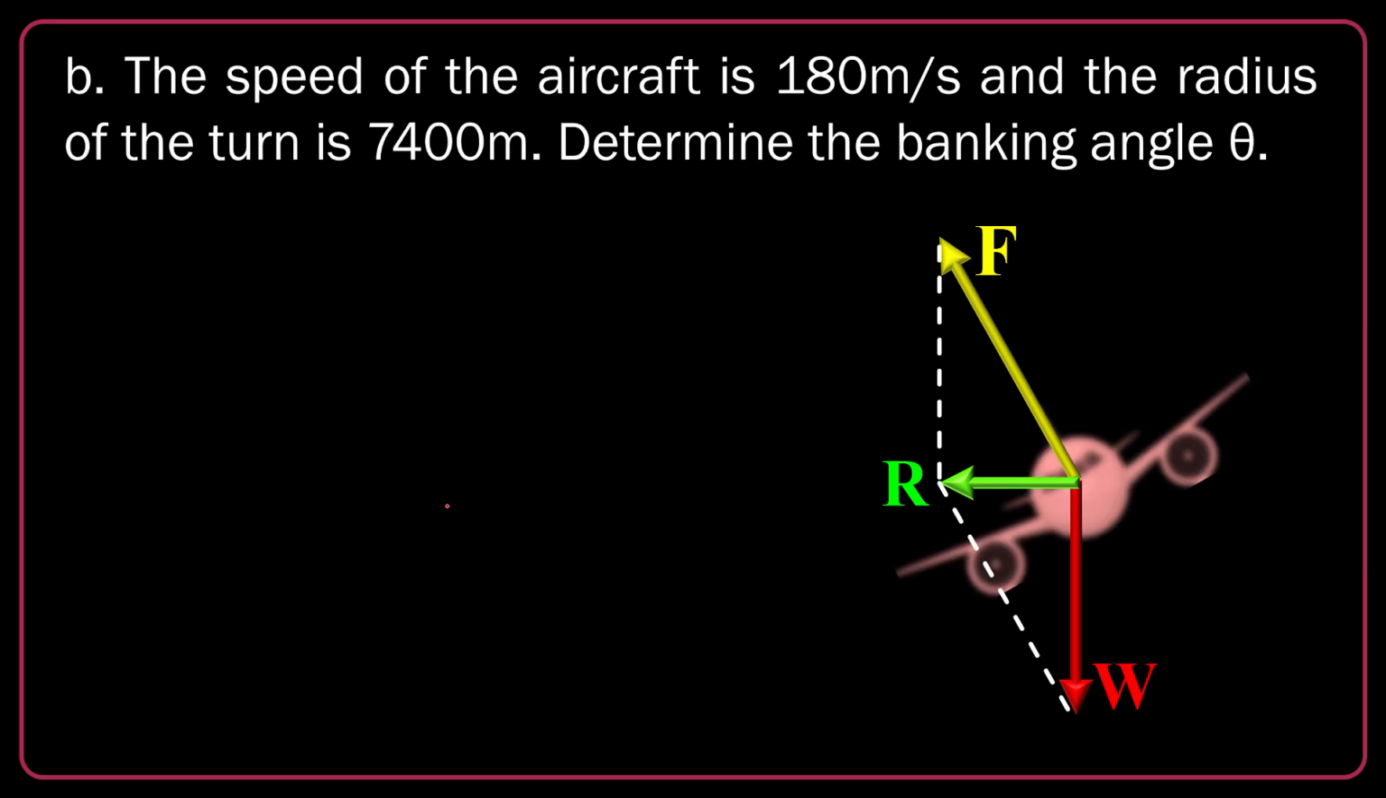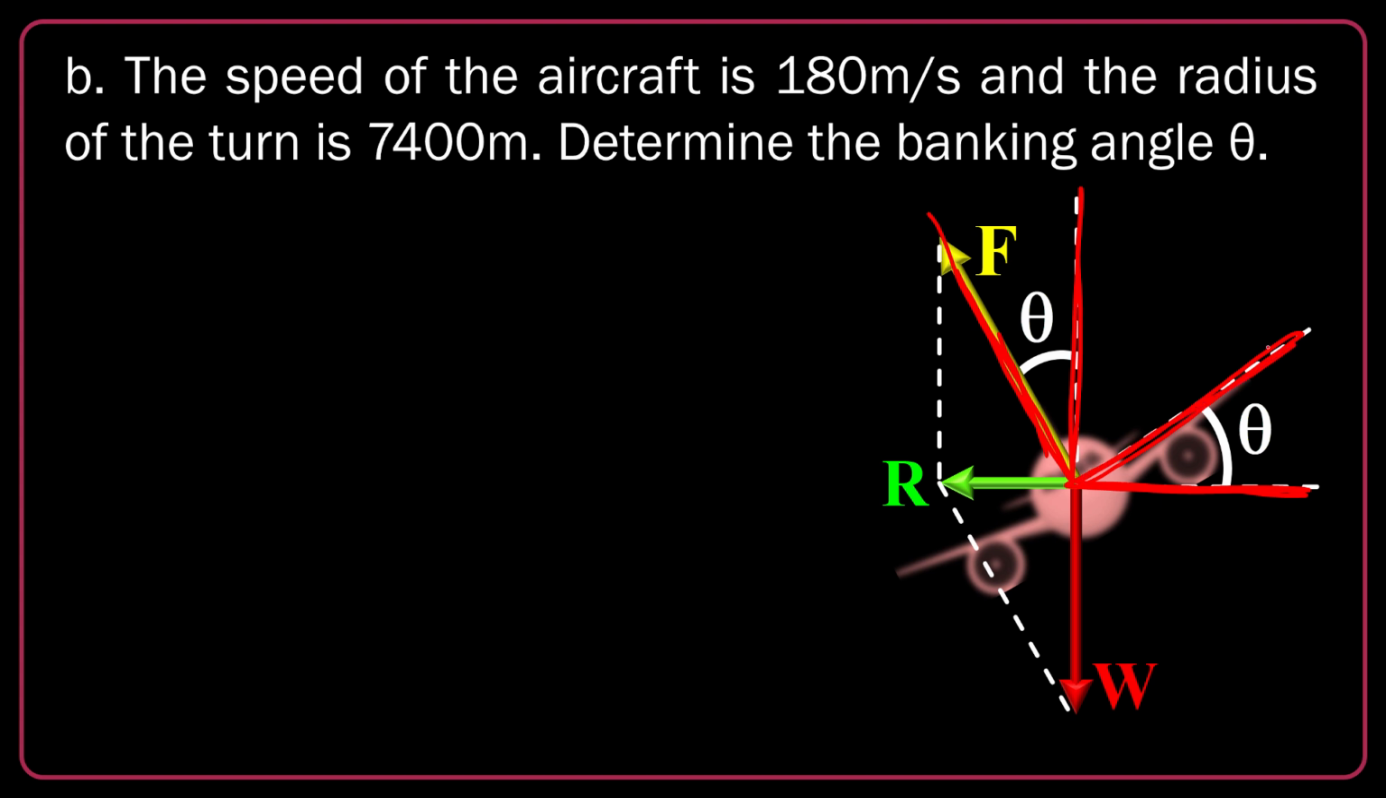In part B of the question, the speed of the aircraft is given to be 180 meters per second, and the radius of the turn is 7,400 meters. Determine the banking angle theta. It's very easy. You can easily show that this is the banking angle theta, and the legs of this angle are perpendicular to this bank. So we can easily take these two angles to be congruent.